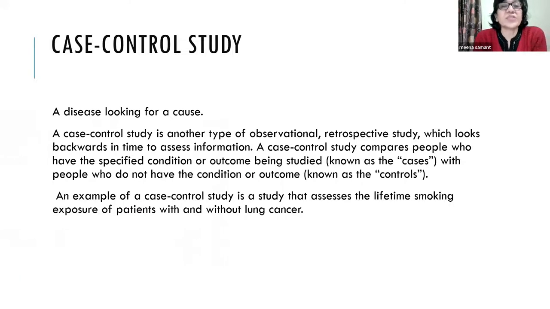Then we have the case control studies. So it means we have a disease and we are looking for the cause. What caused it? A case control is an observational but an analytical kind of a study, a retrospective one which looks backwards in time to assess the information. A case control study compares people who have a specific condition and outcome being studied, known as cases, with people who do not have the condition or outcome, known as controls. So they look back and see, for example, a case control study that assesses the lifetime smoking exposure of patients with and without lung cancer.